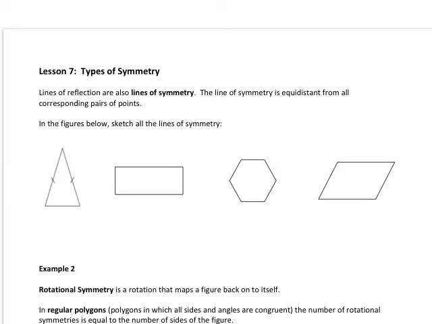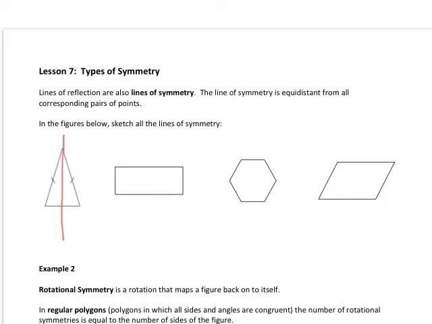So if we think of an image, like let's take this isosceles triangle, that image is really a reflection of half the triangle over a line of symmetry, because when you reflect it, you get the other side. So if I were to draw in or sketch in the line of symmetry here, it's going to be right down the middle. And you know, if you fold this half over this line of symmetry, it's going to match up with the other half.